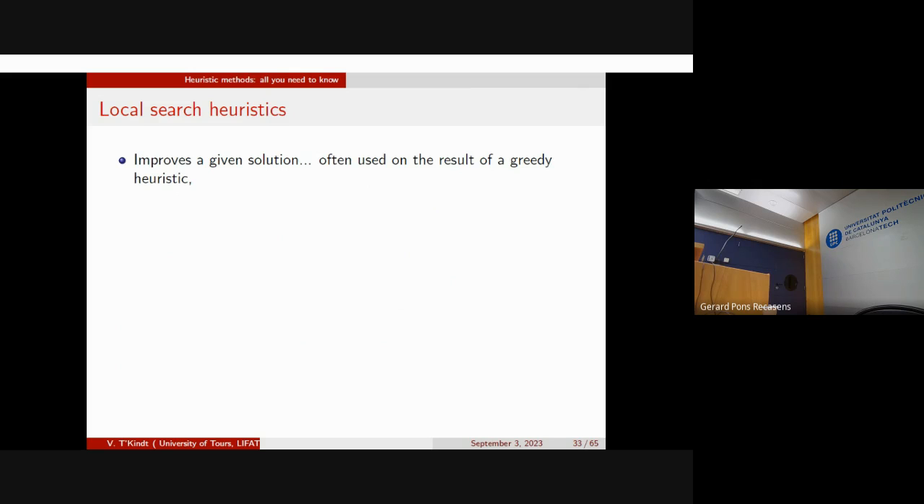Well, what we have also are local search heuristics. This is another kind of heuristic that you can try to design. They work in a different way. They start with an initial solution and they try to improve that solution. So typically, you could think about designing a greedy heuristic to get an initial solution, and you give it to a local search heuristic that will improve the solution. That's very classic, very common.